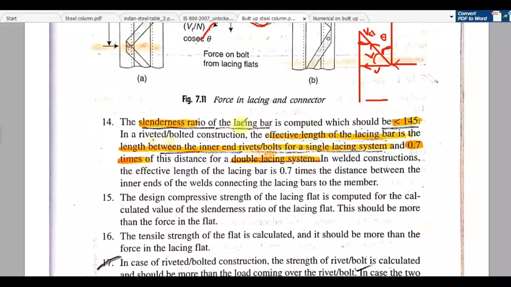After that, in a riveted and bolted construction, the effective length of the lacing bar is the length between the inner end bolts, which I have described, and 0.7 times the distance for the double lacing system. So in case of a double lacing system, what we have found should be multiplied by 0.7. So you read it, point number 14 is very clear, you can understand that.